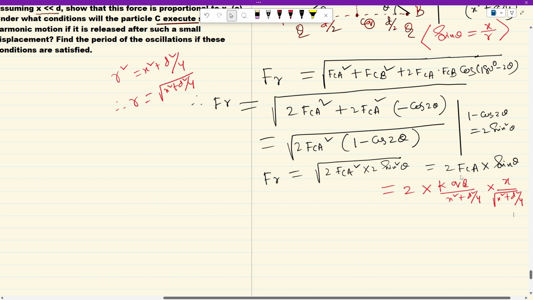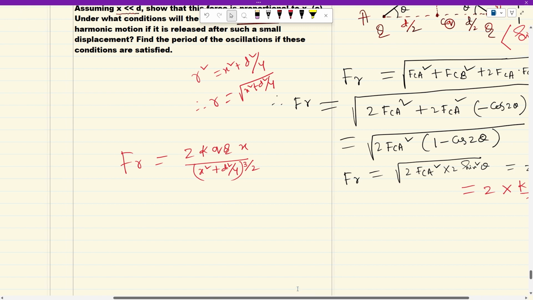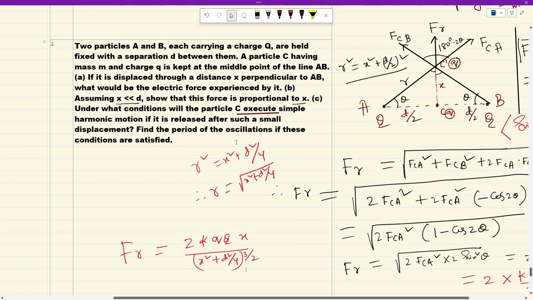This is the answer to the first part. So the value we got, Fr, finally is 2kQQx by (x squared plus d squared by 4) to the power 3 by 2. Alright. Now, it was displaced by a distance x perpendicular to AB. What would be the electric force experienced by it? This is the answer. The first part answer is this here.